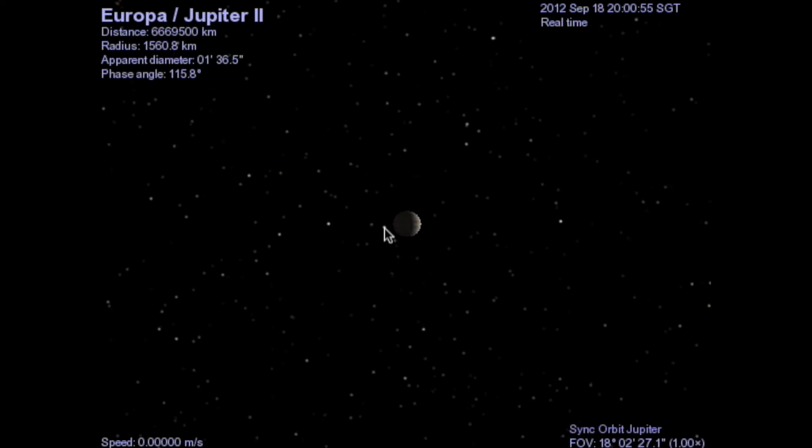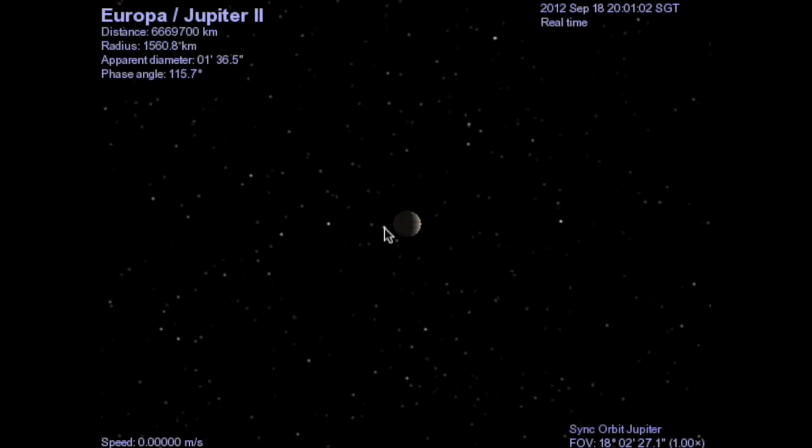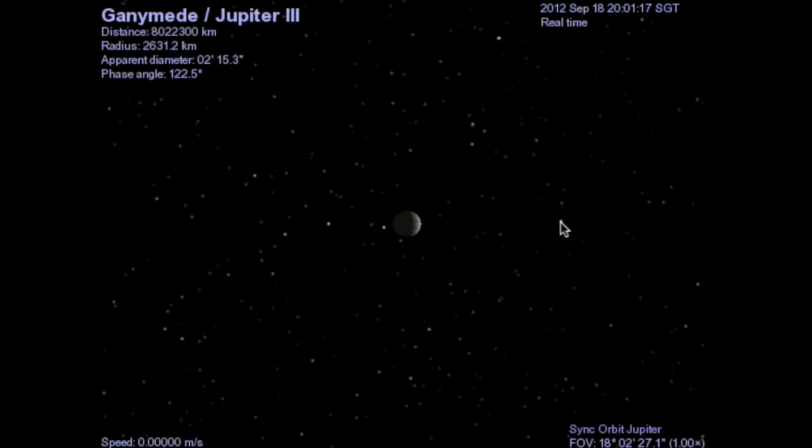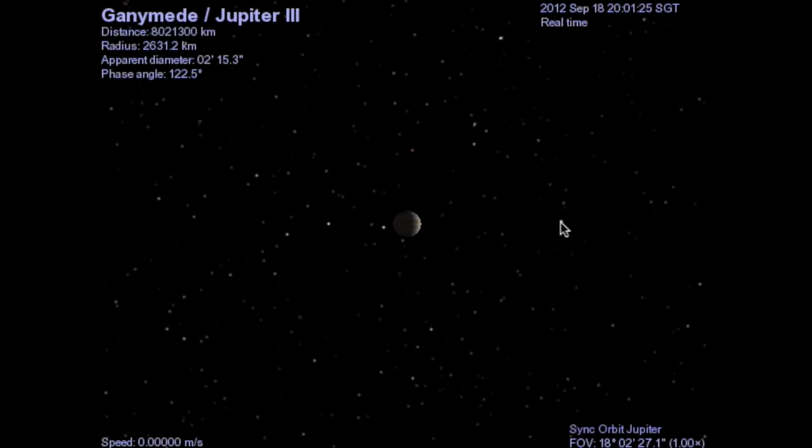Now, let's take a look at the second moon of Jupiter, which is Europa. The distance is 6,669,600 km. The radius is 1,560.8 km. The phase angle is 115.7 degrees. Now, the third moon of Jupiter, Ganymede, which we will be using for this project, is 8,222,100 km away. The radius is 2,631.2 km. The phase angle is 122.4 degrees. Ganymede is the biggest moon of Jupiter.